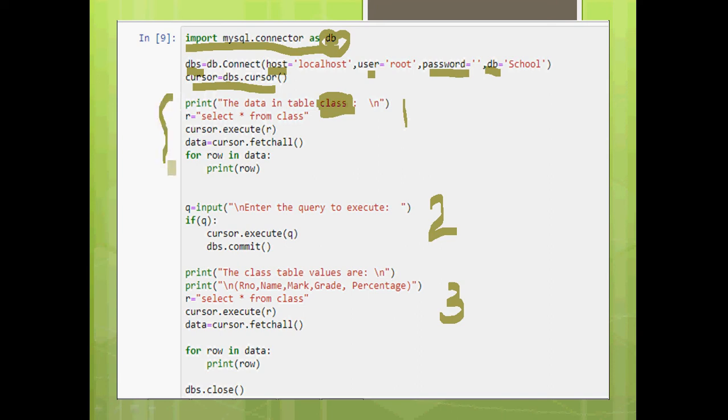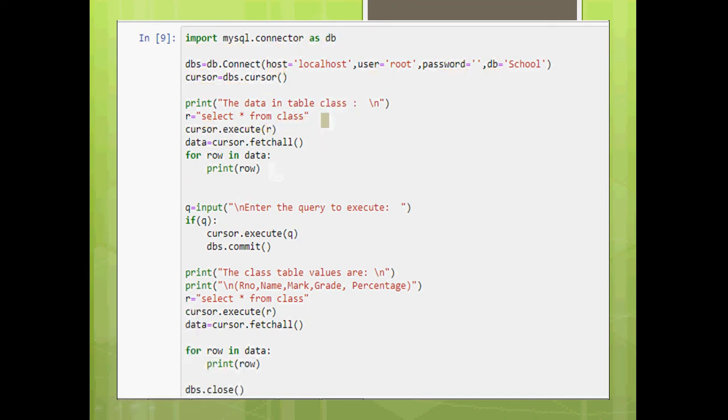So let's look into the first part. This first part just displays the data within the class table. Now, what is the query? Select star from class is our query. This query is now stored in a variable r. We just have to mention this r inside the execute command. The statement executes the query. Cursor dot execute r: select star from class will be executed, and the cursor will now contain the result set.